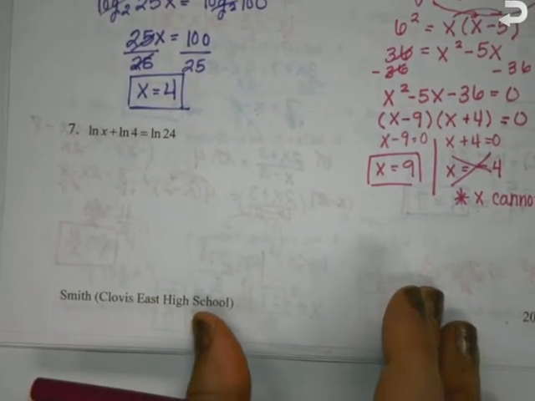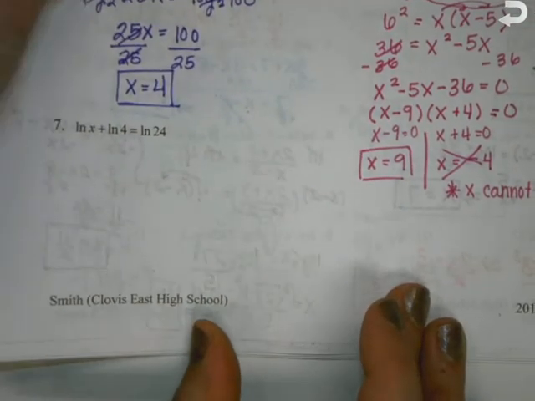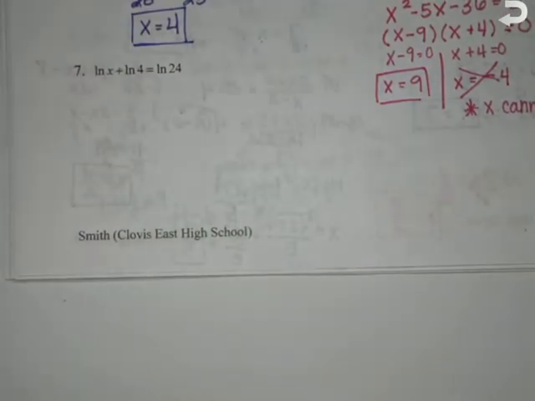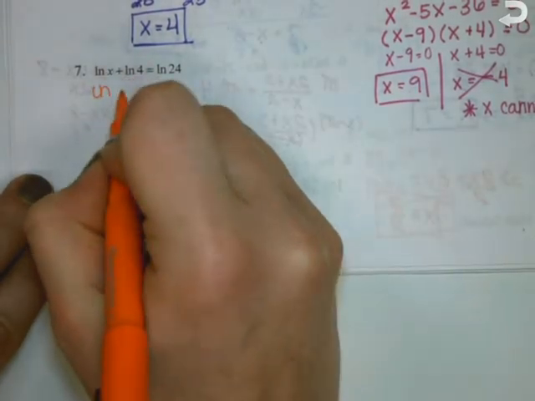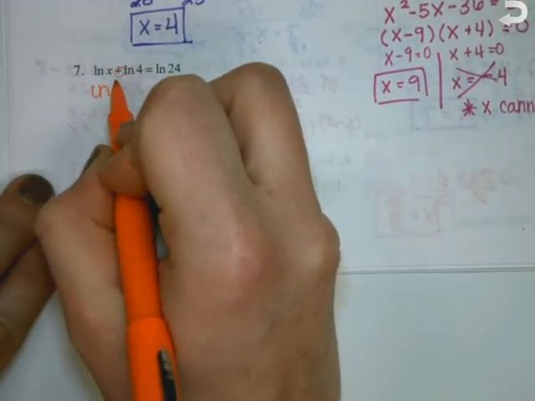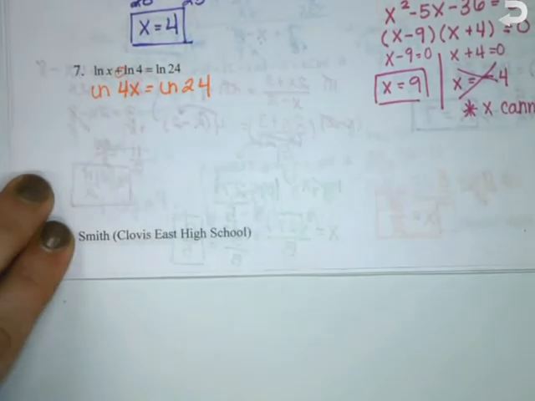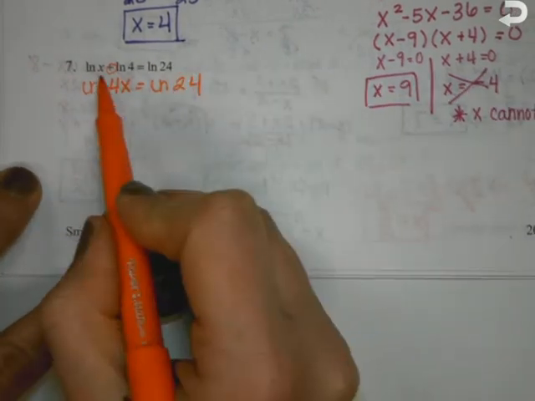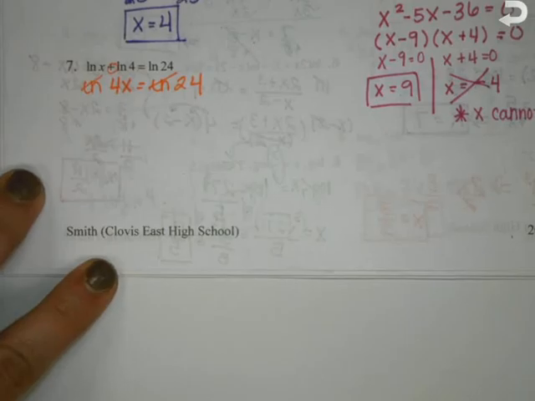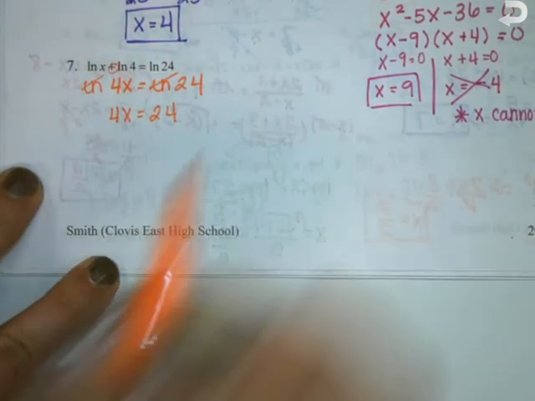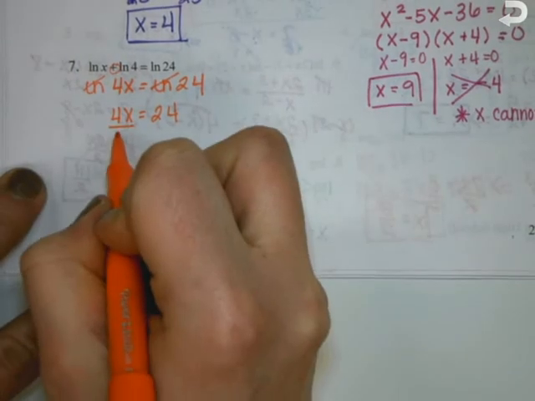What rule do you guys see here? I see a product rule, so let's do that part first. So this is natural log of x times 4, which is 4x, equals natural log of 24. My bases are the same, so I can drop those logs. So I have 4x equals 24. Simple now, divide both sides by 4. So x equals 6.